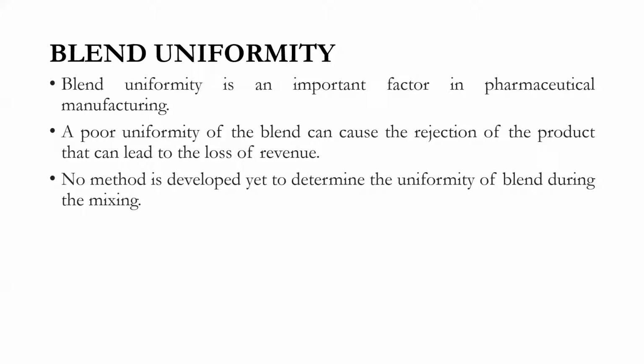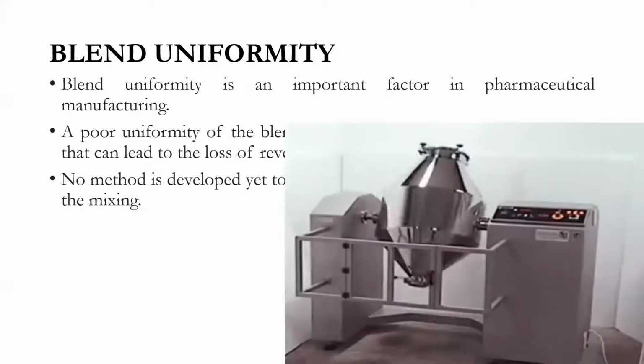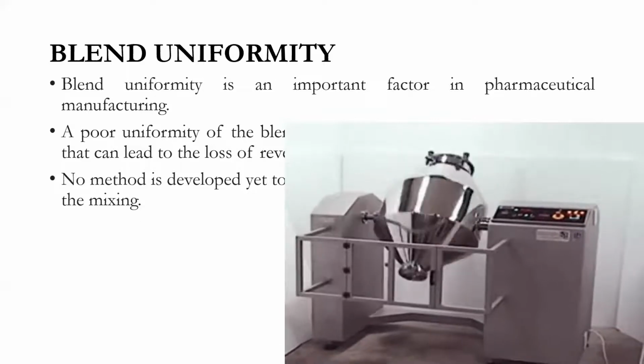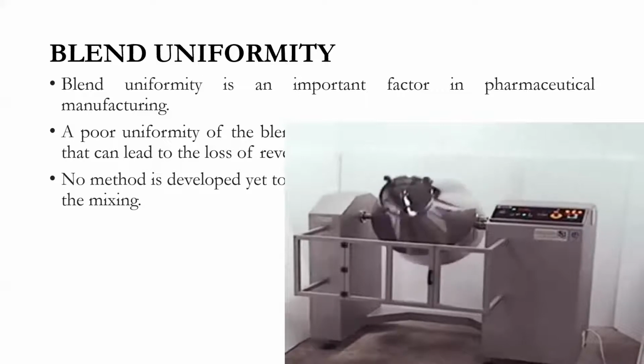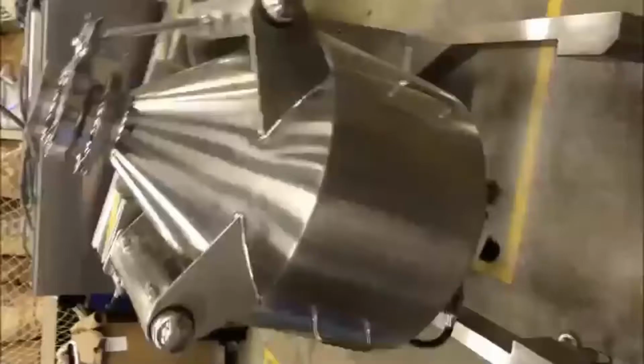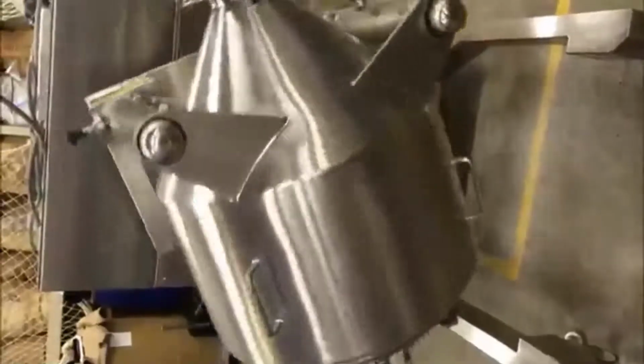To test the blend uniformity is an important factor in pharmaceutical manufacturing, because poor uniformity of the blend can cause the rejection of the product, and also can cause a loss of revenue. But no standard method has been developed for this. Here you can see that by using this apparatus, one can easily find out the blend uniformity, as you can see in this video.